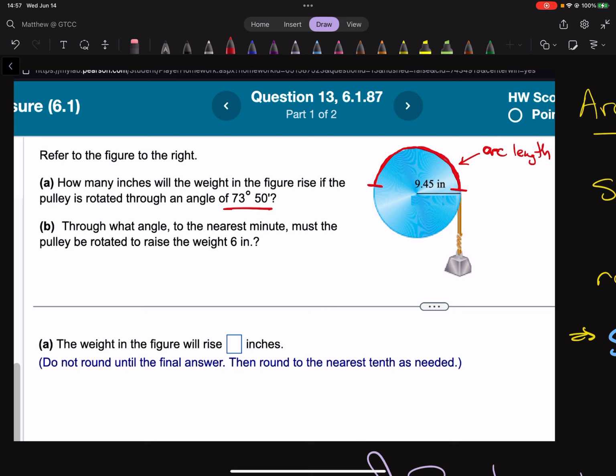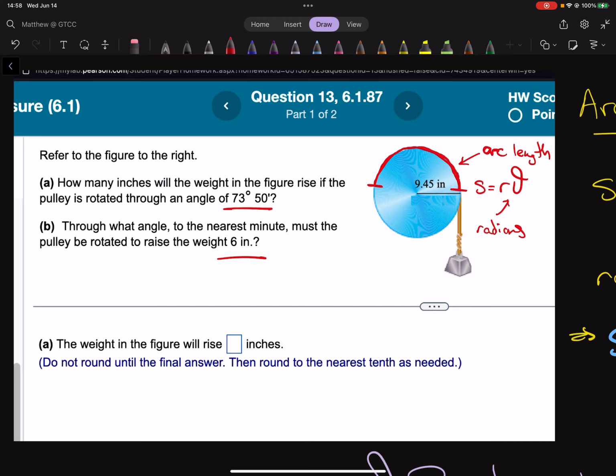So we have a formula for arc length. S represents arc length, and S equals R theta, where R is the radius and theta is the angle generated by rotation. We need to keep in mind that theta is in radians. The first question is how many inches will the weight move when we rotate the pulley. The second question is what angle must be generated in order for the pulley to raise the weight 6 inches.